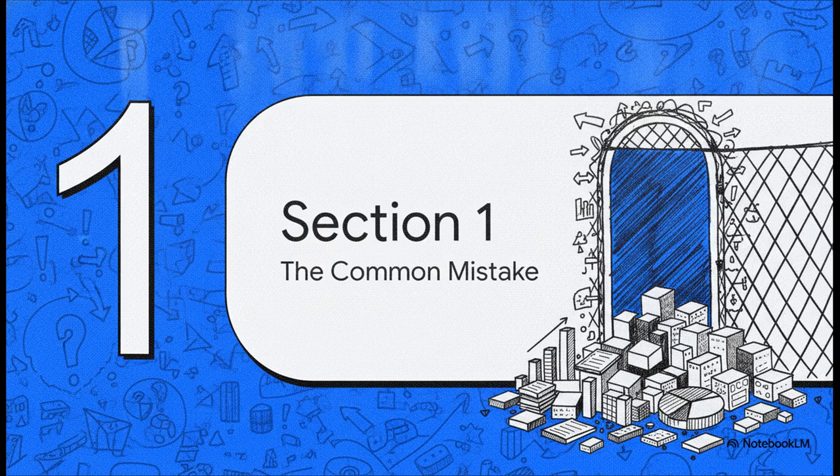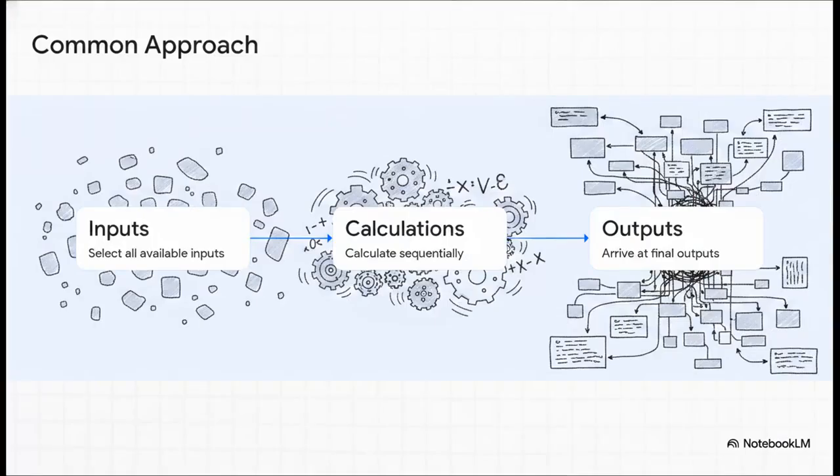The common modeling mistake. We really need to start by examining the trap that almost every financial analyst naturally falls into when they're handed a pile of data. It happens to the best of us, and it all traces back to how we kick off the design process. Most modelers use this highly intuitive but ultimately flawed linear approach. Basically, they start plugging in all the available inputs, they calculate sequentially, and they just kind of hope they reach a useful output at the end.